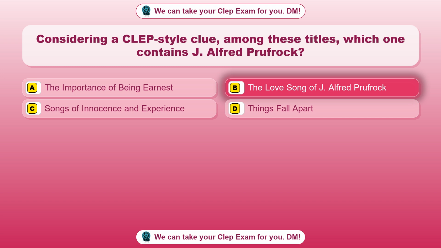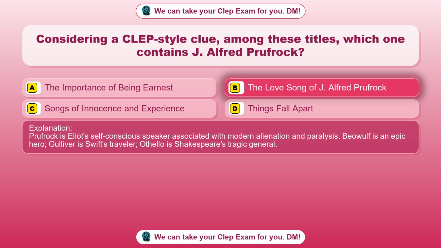Prufrock is Eliot's self-conscious speaker associated with modern alienation and paralysis. Beowulf is an epic hero, Gulliver is Swift's traveler, Othello is Shakespeare's tragic general.